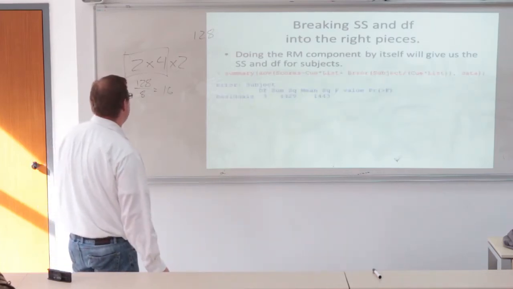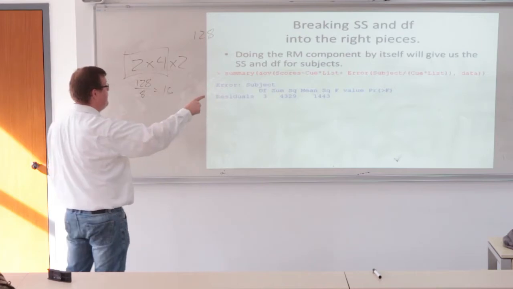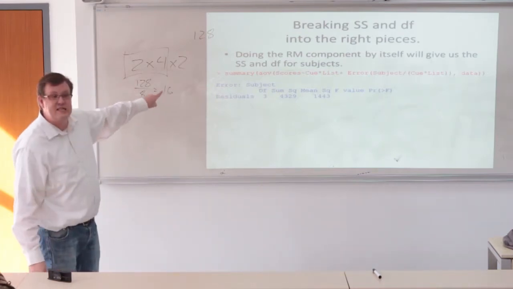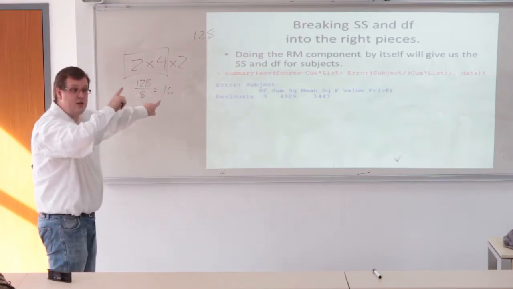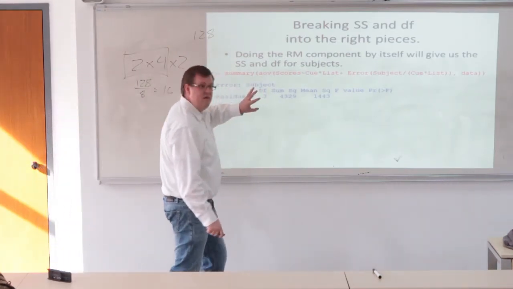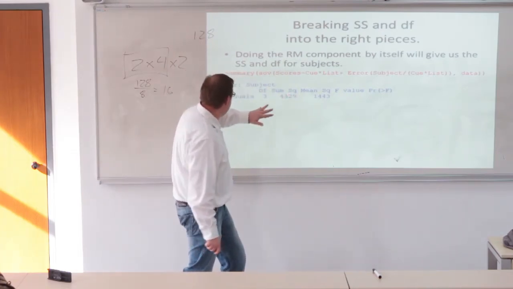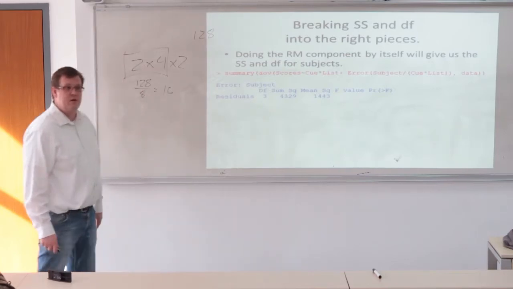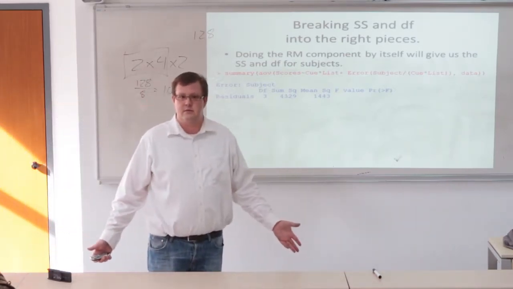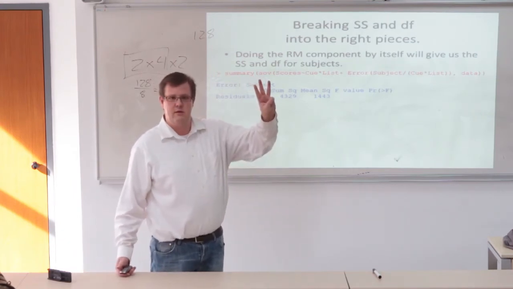Okay, so if we do the repeated measures component by itself, it will give us the sum of squares and degrees of freedom for the subjects. This is exactly what I just went back to. So the error subject here, we have this many sums of squares, 3 degrees of freedom. Which makes sense. We have 4 subjects. 4 subjects, 3 degrees of freedom for subjects, right?